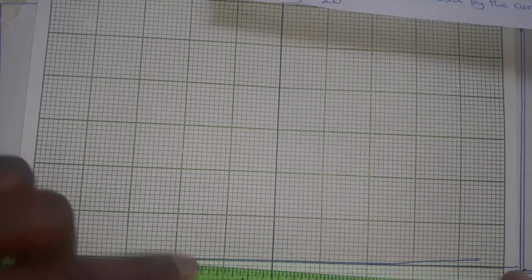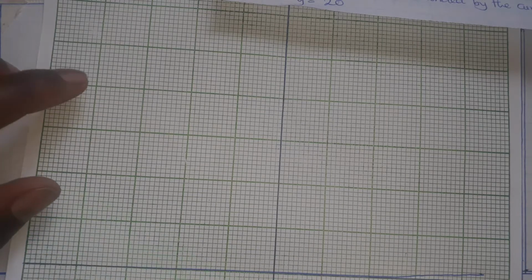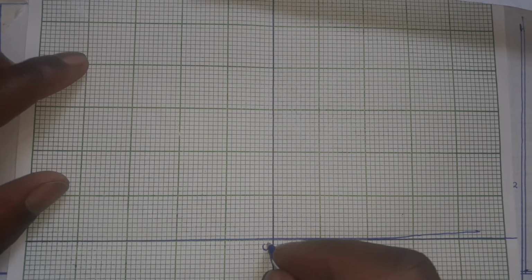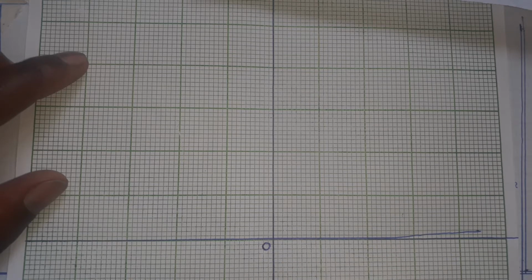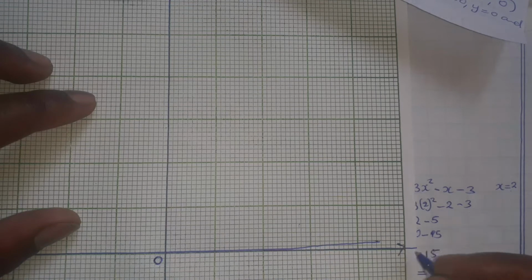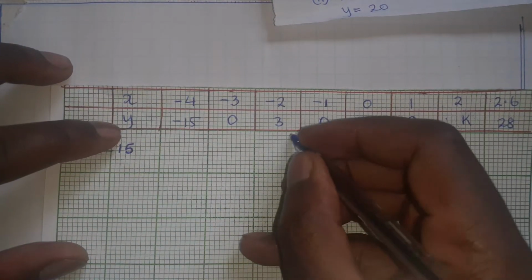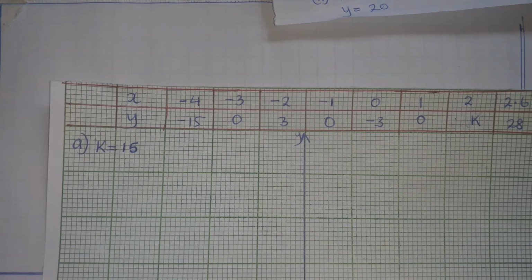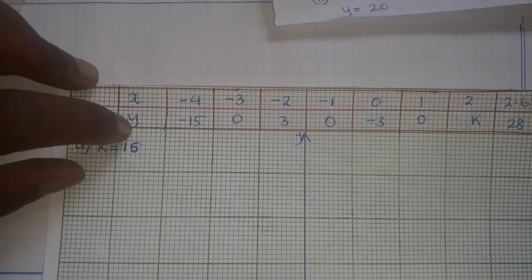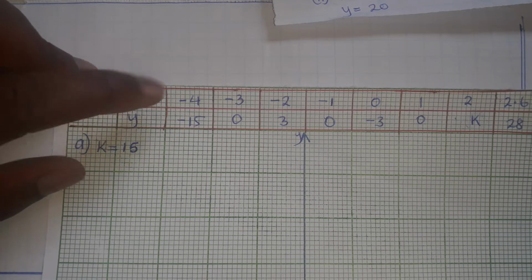Tangent. I'm using a pen so that it's clearer, but you can use a pencil, which is better for erasing. Okay, so this is my x-axis, then this is my y-axis. Okay, are we together? So we can begin to plot now. So this is the x-coordinate, y-coordinate, I mean.